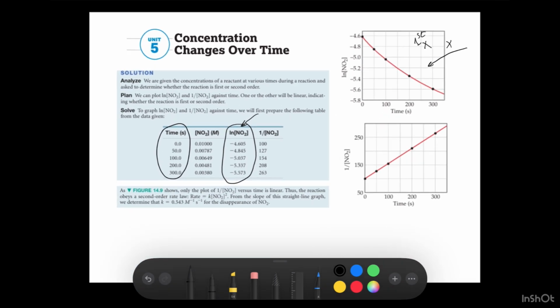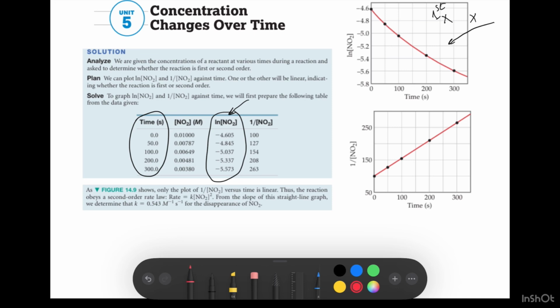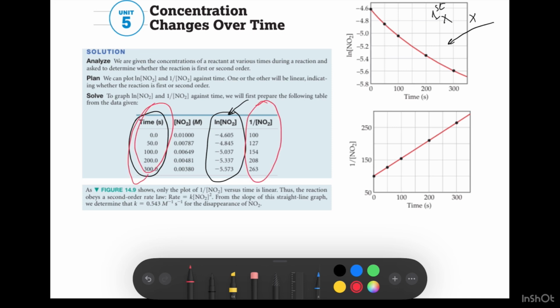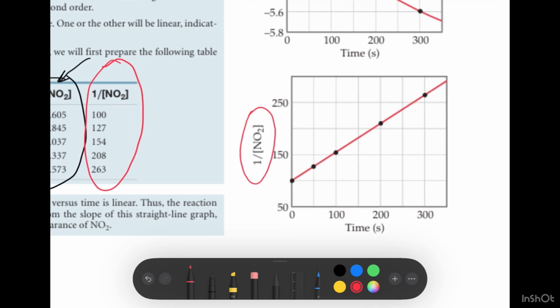So I have to try another thing by taking the reciprocal of concentration with respect to time. And as we can see, drawing the reciprocal of concentration versus time, we got a straight line with a positive slope, and that's why I can say this is a second order reaction.